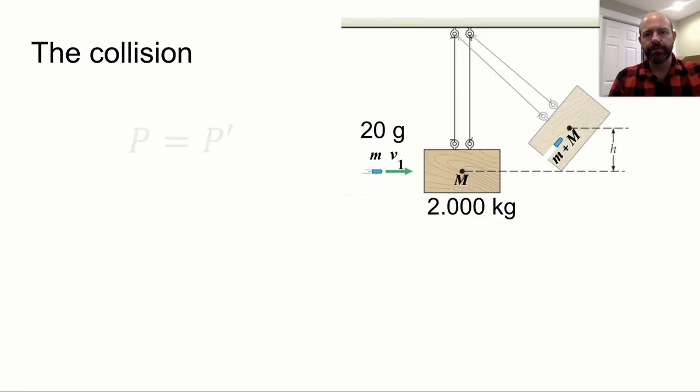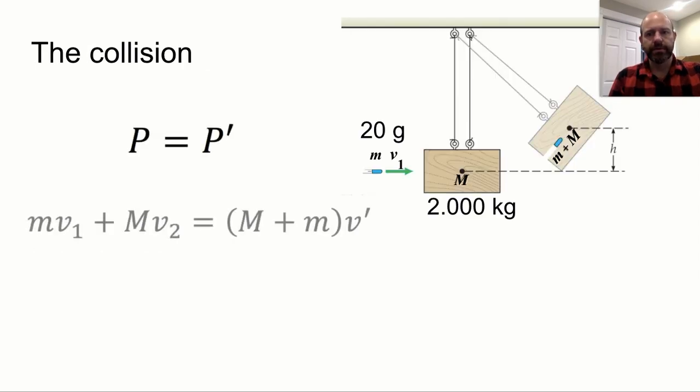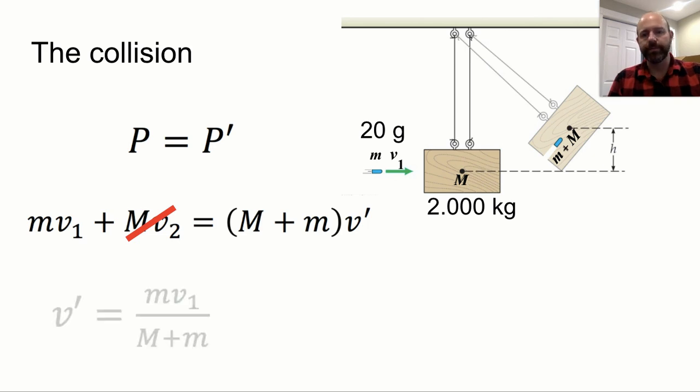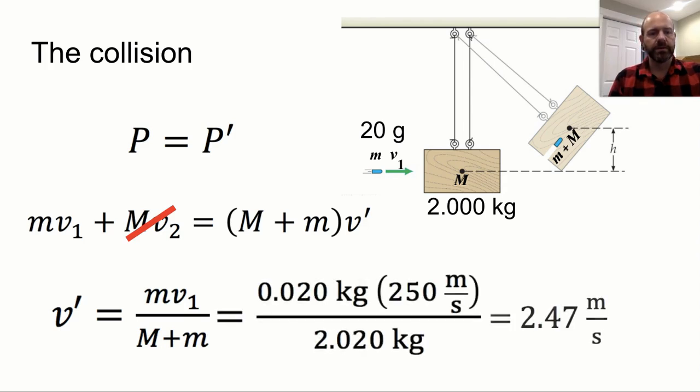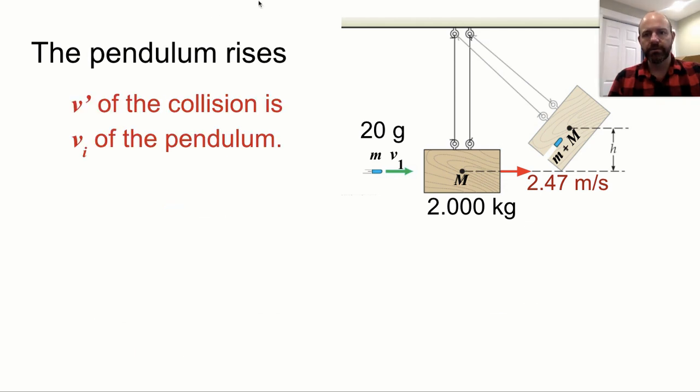In the collision, momentum is conserved. So we have a 20-gram bullet. We have a 2-kilogram block. The block was at rest initially, so there's 0 momentum there. It was all the momentum in the bullet. And so the velocity of the objects just after the collision is about 2.5 meters per second. That becomes the initial condition for our swing upward, right? The v prime from the collision is the v initial for the pendulum swing.